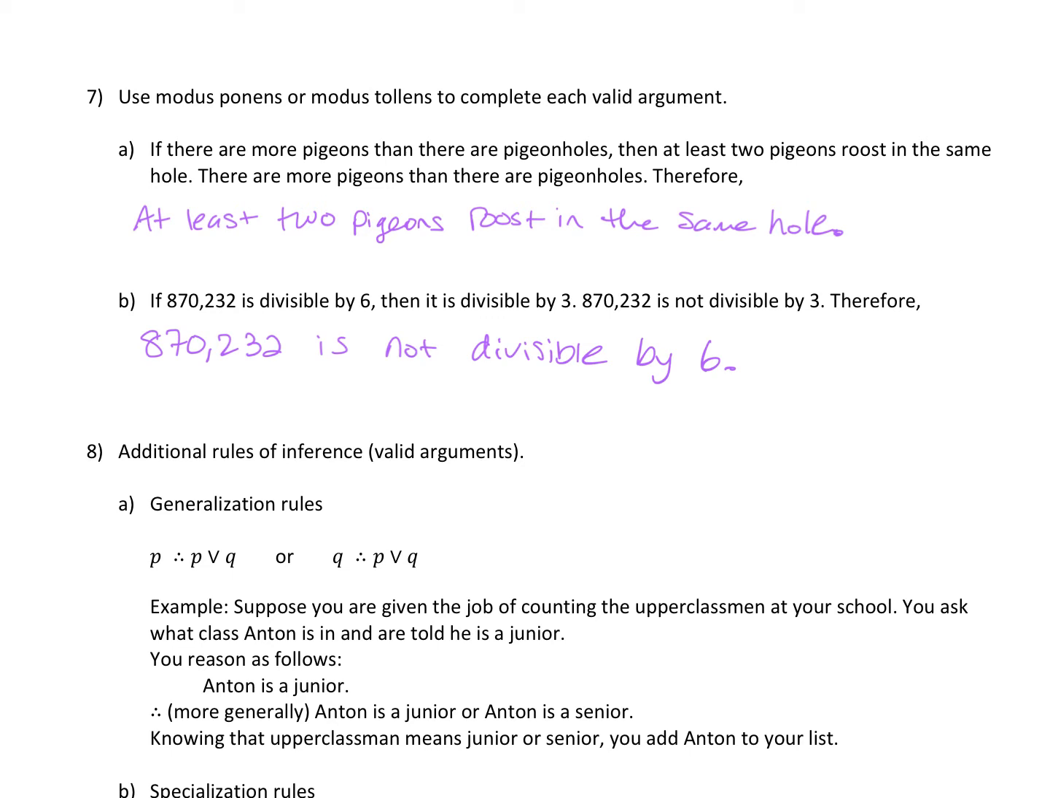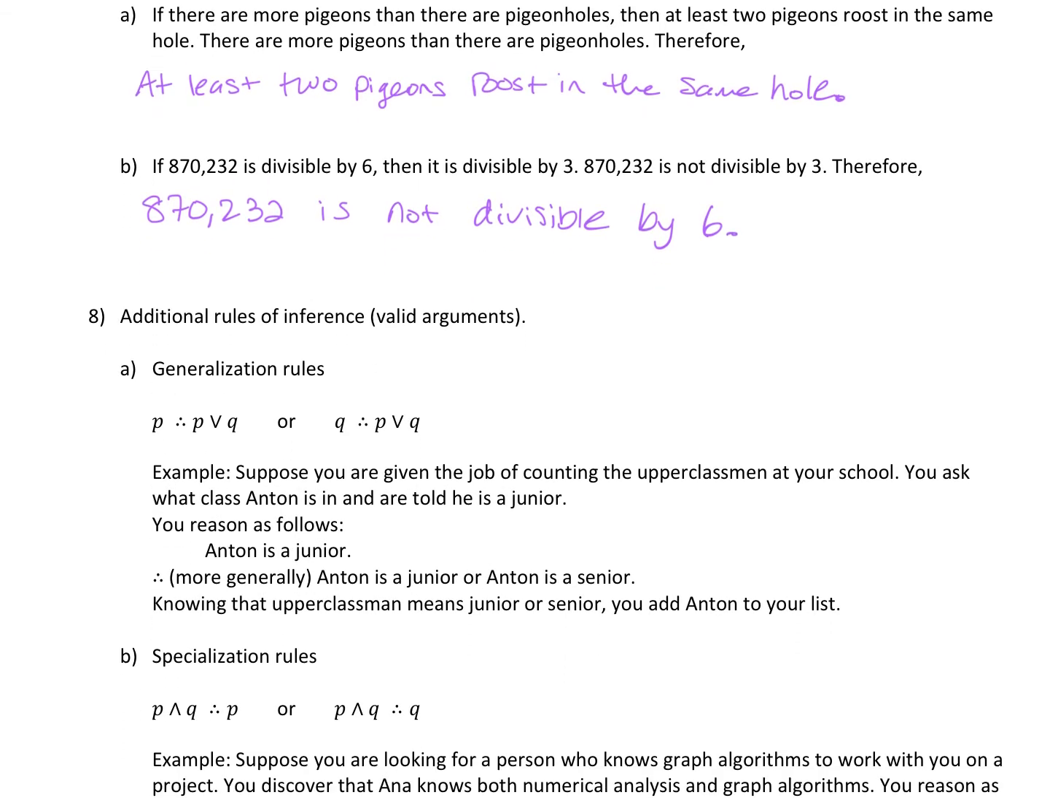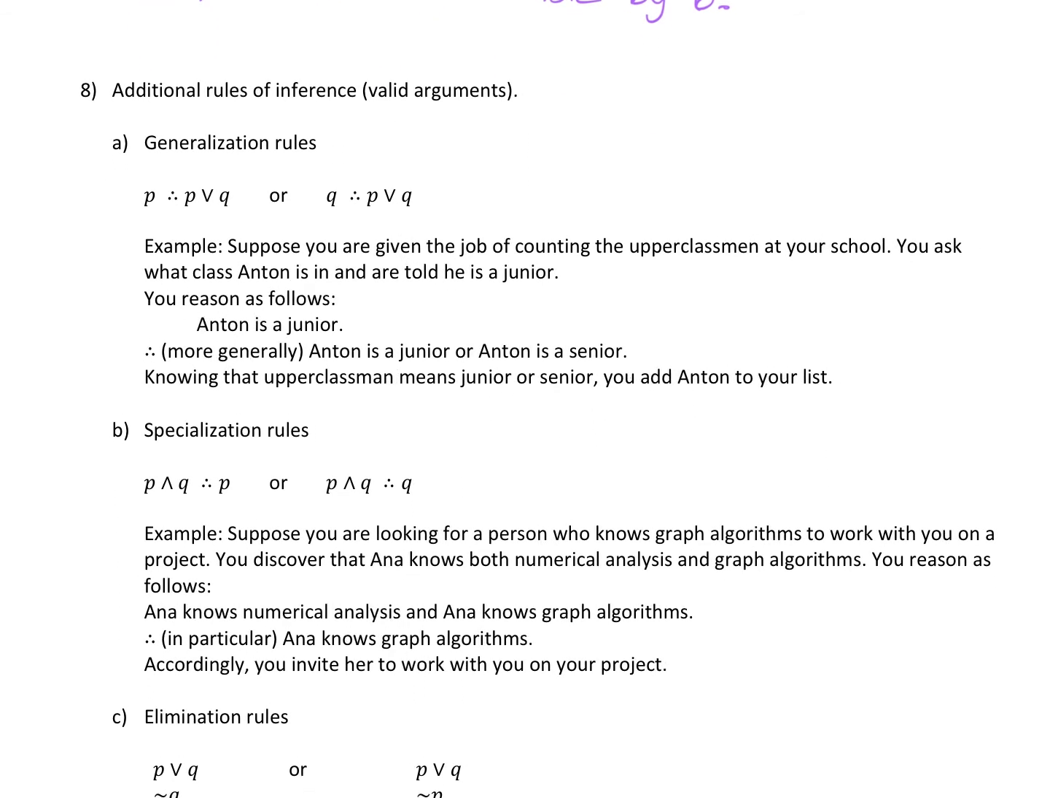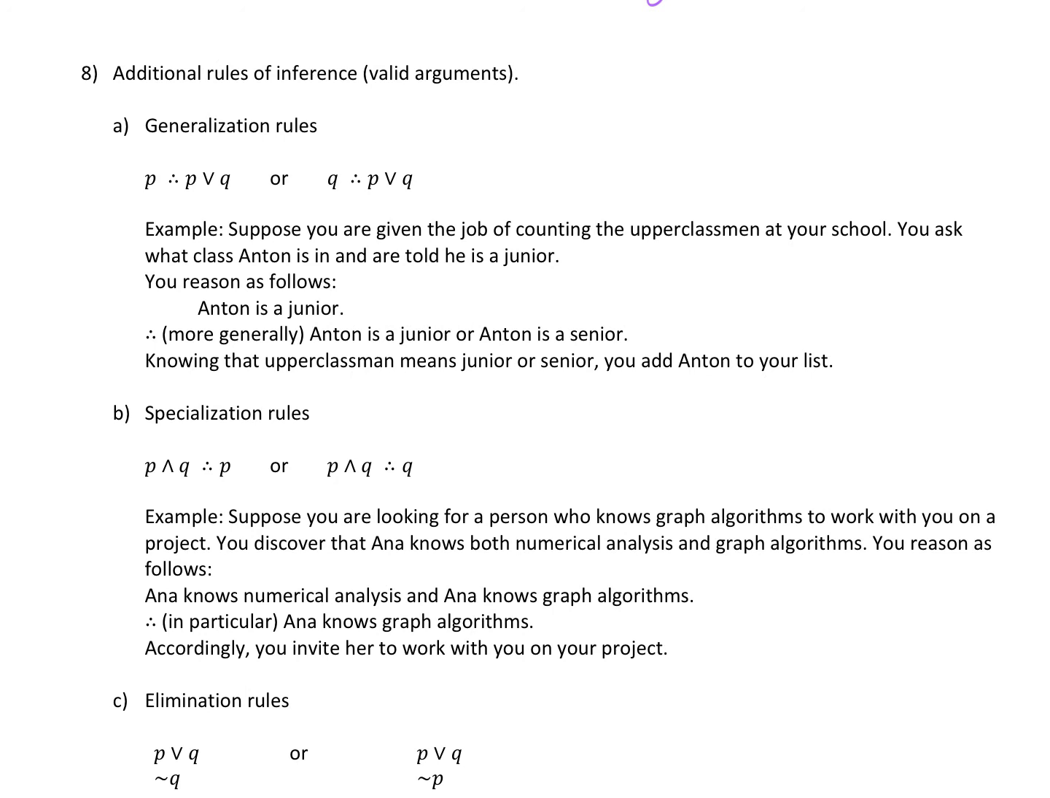We have several other rules of inference, which is just a fancy word for valid arguments. Okay, so these are valid argument forms. The first one is a generalization rule. P, therefore P or Q. Or equivalently Q, therefore P or Q.